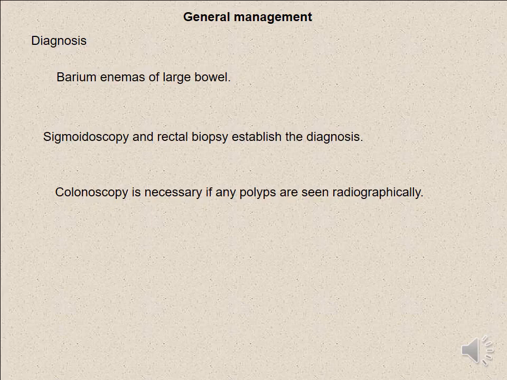How we manage ulcerative colitis starts with the diagnosis of the cases: there is barium enema of the large bowel, showing ulcerative colitis of the large bowel. The most effective for diagnosis is X-ray by barium enema. And we have sigmoidoscopy and colonoscopy. The sigmoidoscopy and rectal biopsy establish the diagnosis. The colonoscopy is necessary if any polyp is seen radiographically, or if the sigmoidoscope does not reach the ascending colon; if it is not enough for the sigmoidoscopy, we use colonoscopy.